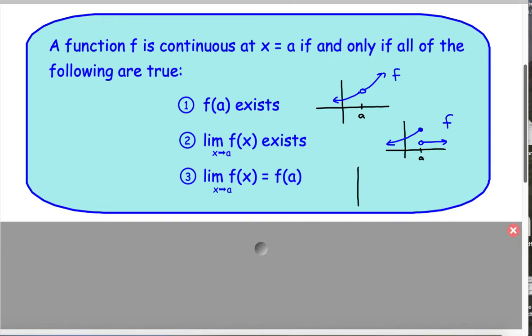Counterexample to that. Let's say, for example, we had, how about something like this? There's our function f. Here's a. And we go through number one. Does f of a exist? Yeah, sure. Does the limit as x approaches a of f of x exist? Yes, it does. But does that limit equal the value of the function? No, it does not. So all three of these have to be true. So these would be all counterexamples.